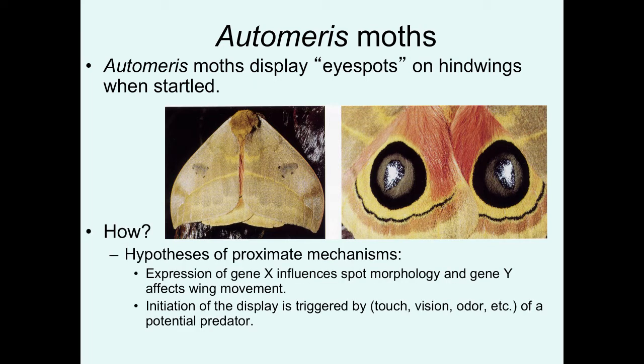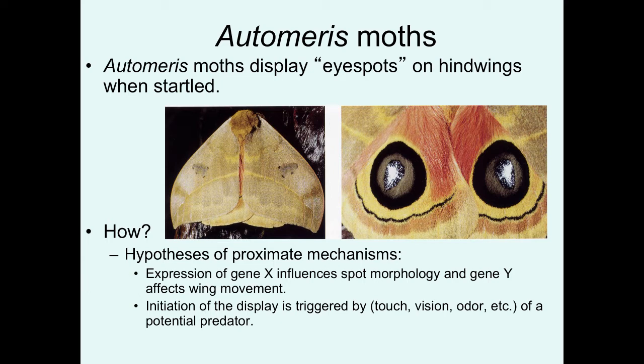So the first set of questions we can ask is, how does this behavior occur? So again, we're talking about proximate mechanisms. We can form hypotheses of the proximate mechanisms. For example, expression of gene X influences spot morphology and gene Y affects wing movement patterns. Okay, that would be a hypothesis explaining how this behavior is produced.